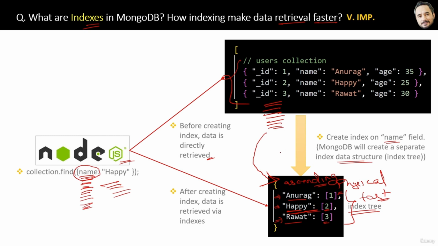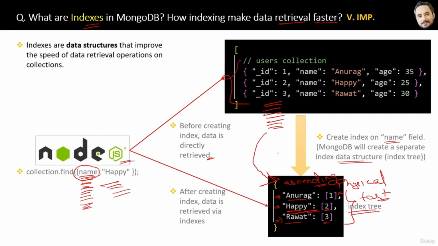So great, that is the idea of indexing. I hope you got it. And here is the simplest definition. Indexes are the data structures which I have shown you below, which improve the speed of data retrieval operations on the collections. And also remember, by default indexes are automatically created on the ID field. That's why you do not have to create an index on the ID field.